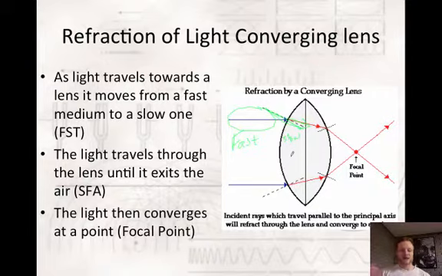And then as the light exits the lens, it's going from a slow medium to a fast one, and so it's going to move away from the normal line. And so here you can see this red line hits the edge of the lens, and here is the normal line, and it is moving away from the normal. Okay, so those rules still apply. They're still fair game. So if you're doing well with those, good, because it's helpful to use them. Okay, and then the light will converge at a point, and that point will be called the focal point.